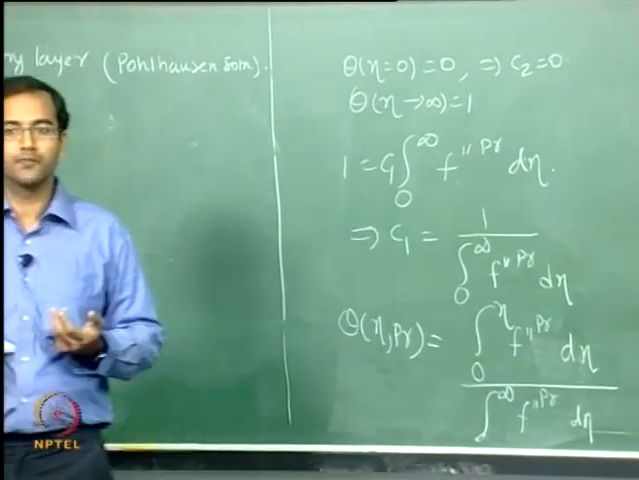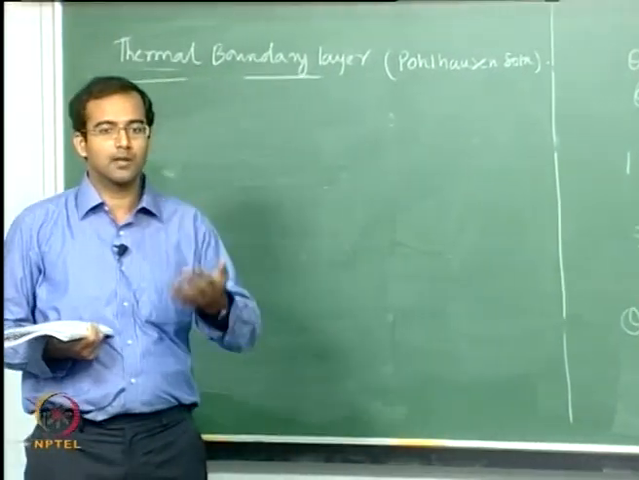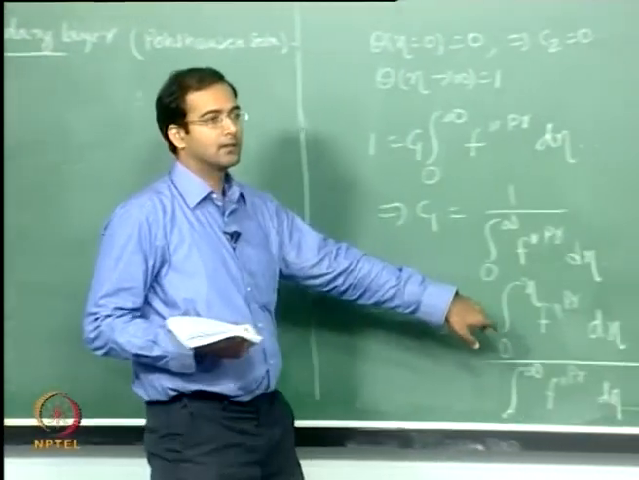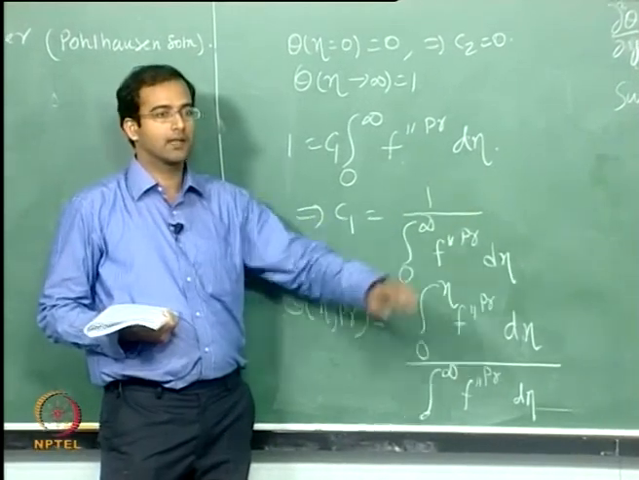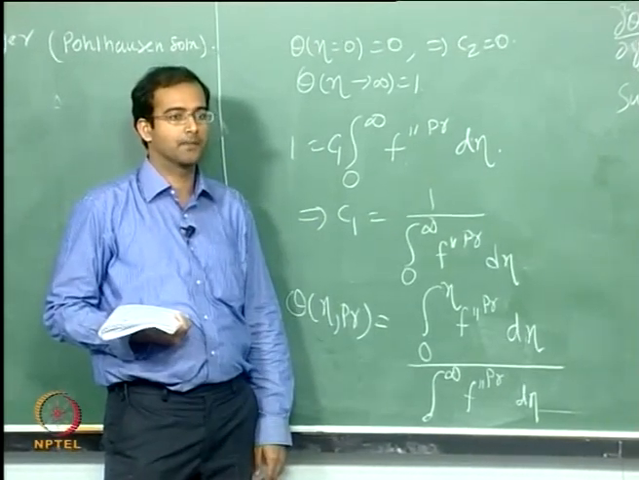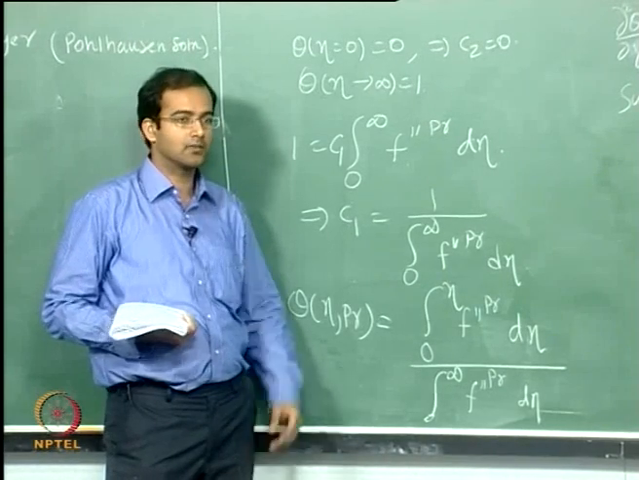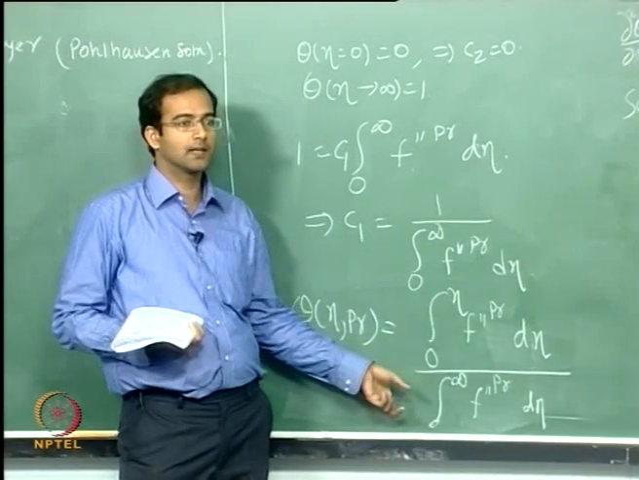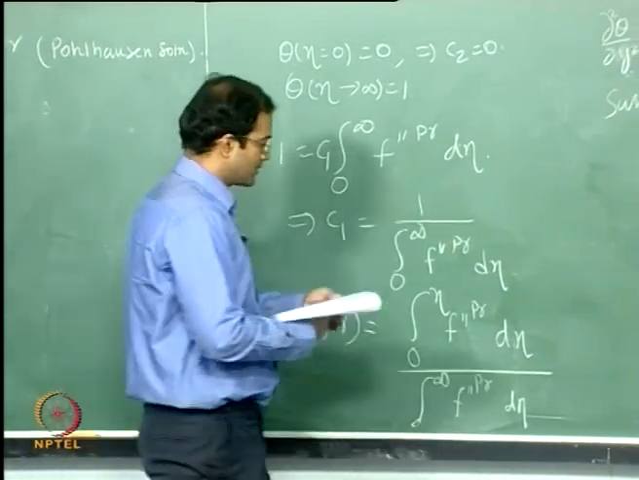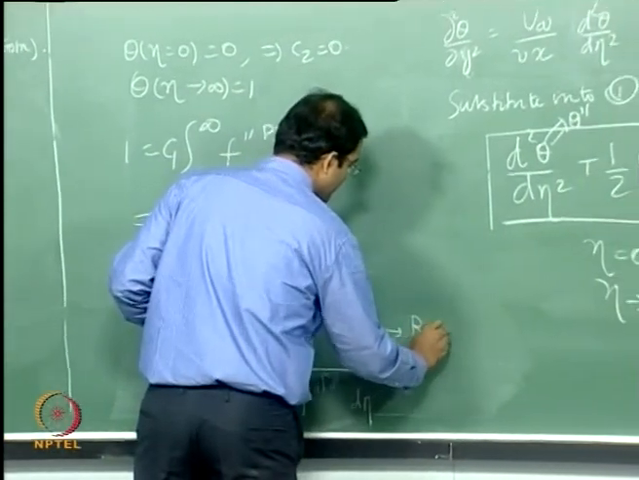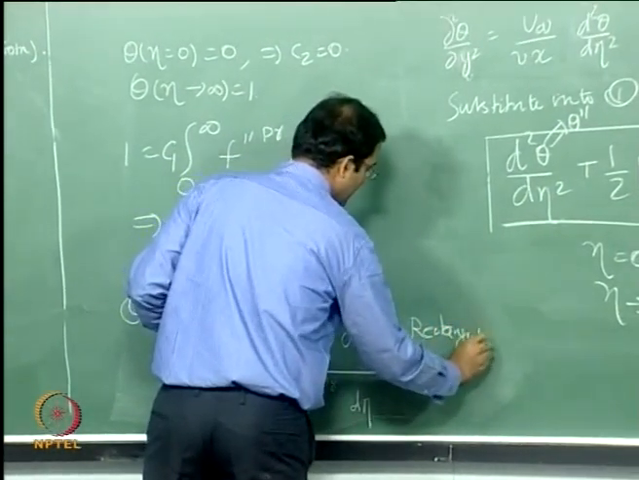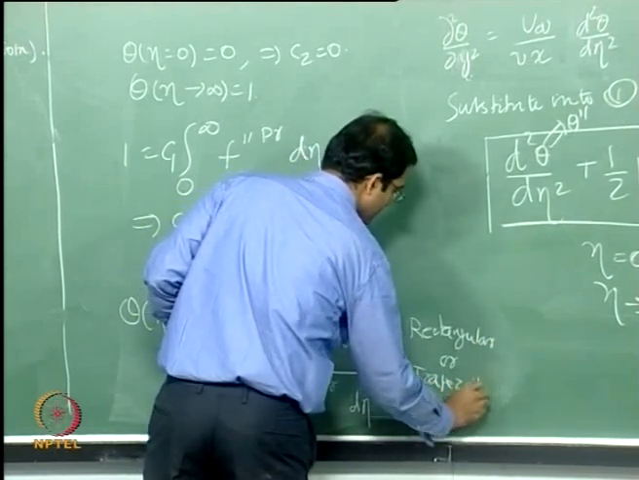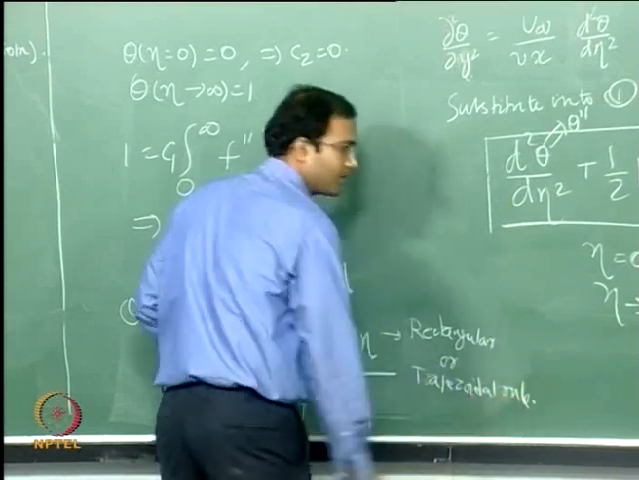Mathematica is a very good software where you can do symbolic manipulations. You can directly give this equation and f as a function of eta, and it will integrate and give you the value of theta as a function of eta. Or you can also write another program where you can evaluate these integrals numerically. You can use either a simple rectangular rule or the trapezoidal rule.